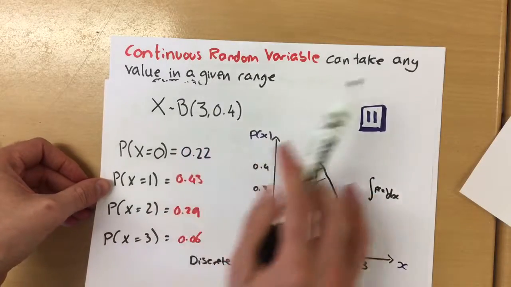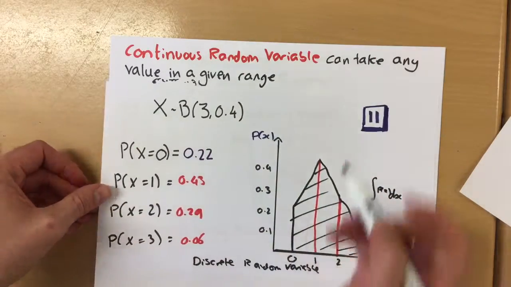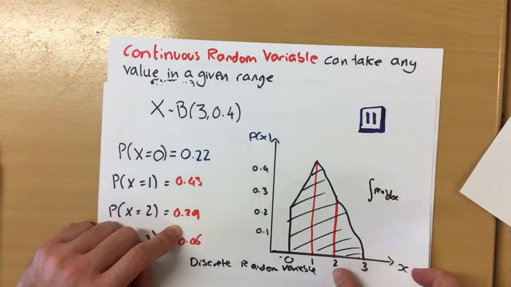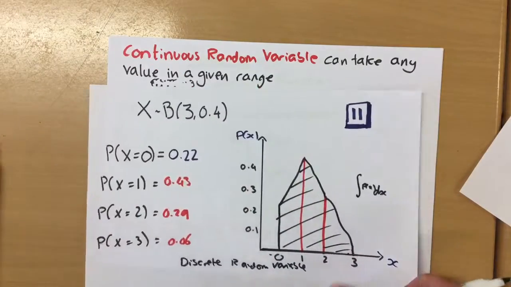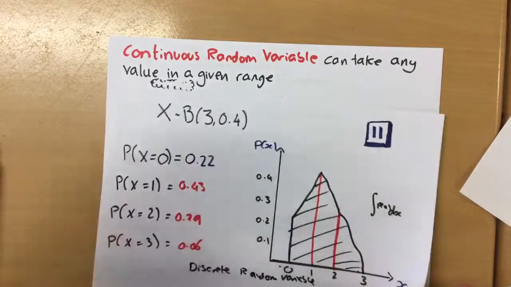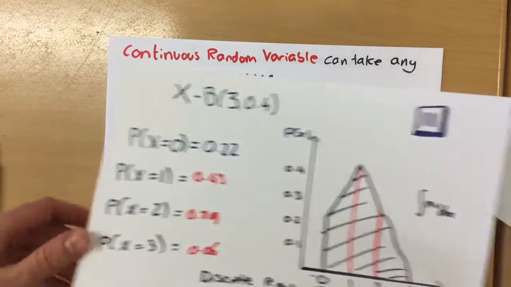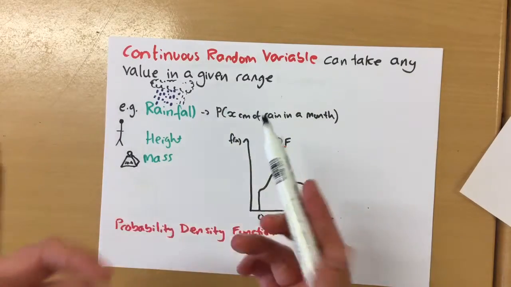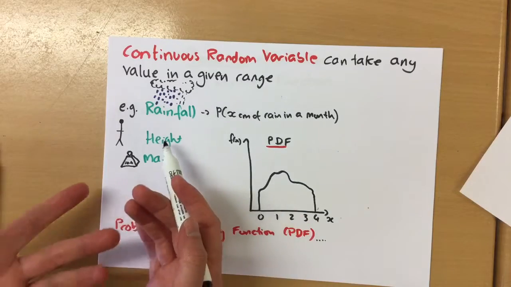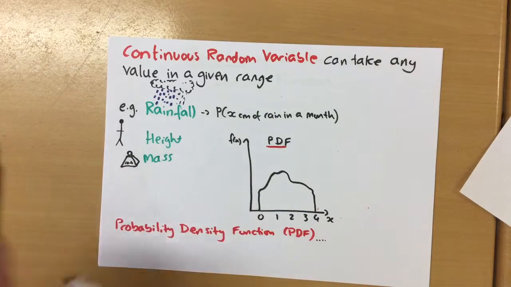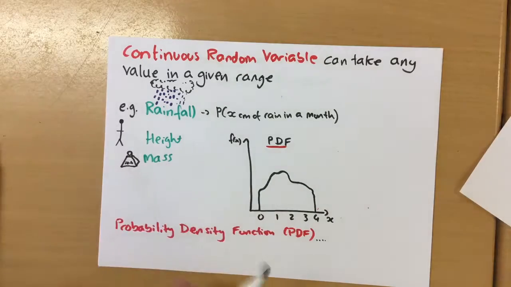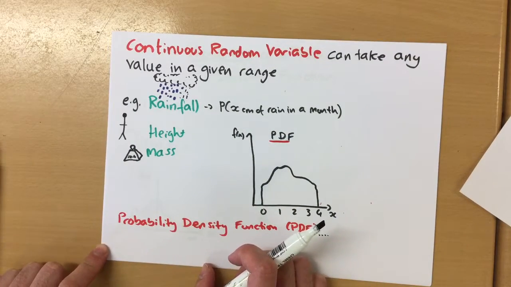So let's define a continuous random variable. With these, they can take any value in the given range. So any value at all between 0 and 3, for example. It could be 2.5, 2.7, 2.8, 2.3267443, anything like that. And typically, these include things like rainfall, i.e. the chance of getting, say, 20 centimeters of rain in a month. It can be height, how tall someone is, what's the chance you're going to be 2.5 meters tall, the mass of something, all those sort of things. These continuous measurements are represented by these sort of variables.